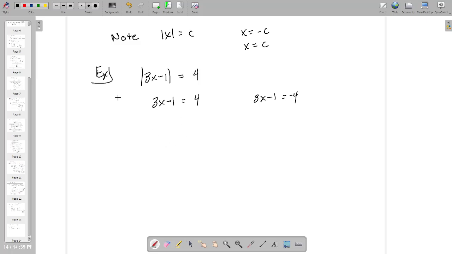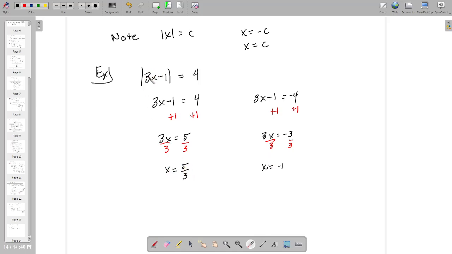We can add the 1 over. We just add 1 to both sides. And we end up with 3x is equal to 5, and 3x is equal to negative 3. Divide by 3. And we get x is equal to 5/3, or x is equal to negative 1. And if you plug both of these in, you'll see that they are correct solutions.